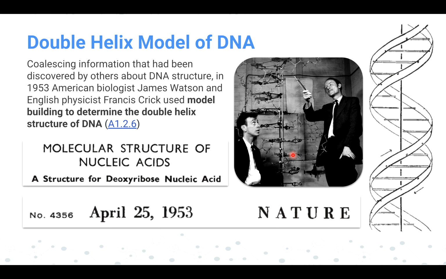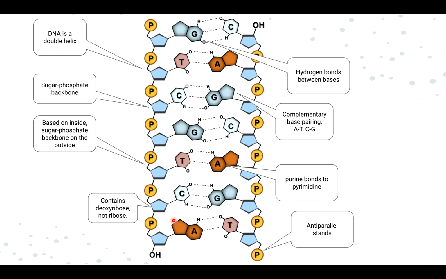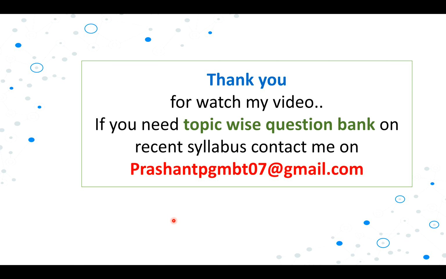Double helix model of the DNA was given by James Watson and Francis Crick. They used model building and generated the model of the DNA, and they published their report in Nature on April 25th, 1953. So these are the evidences from their research paper. Now we know the base pairing. Now we know each component of the DNA.